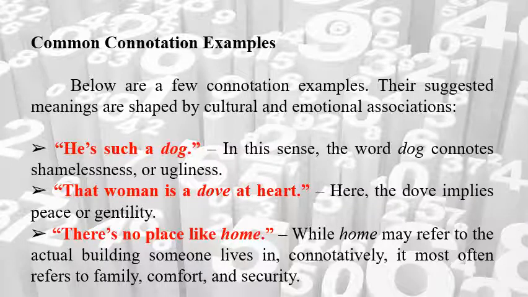Common connotation examples. Below are a few connotation examples. Their suggested meanings are shaped by cultural and emotional associations. Say, for example, "He's such a dog." That means the word dog connotes shamelessness or ugliness. Another is "That woman is a dove at heart." Here, the dove implies peace or gentility. Then we also have "There's no place like home." While home may refer to the actual building someone lives in, connotatively, it most often refers to family, comfort, and security.